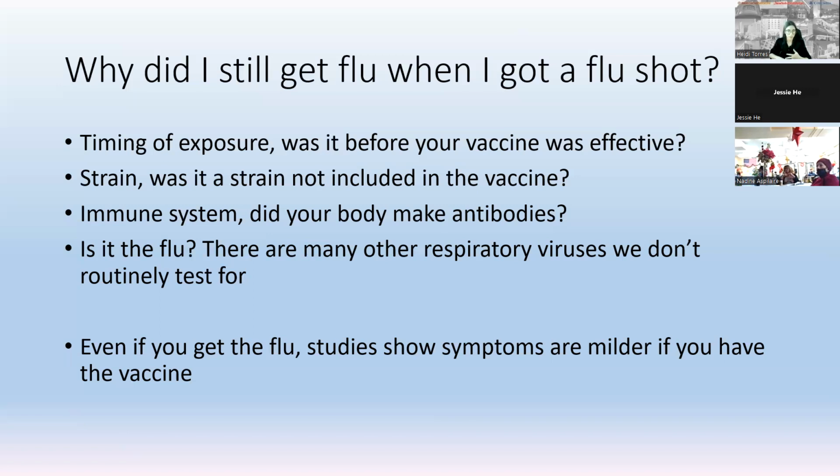Strains we talked about. Immune system. If your immune system is very weak, or you have a deficiency in your immune system, maybe you just didn't respond to the vaccine like maybe we would have liked. And then, is it the flu? There's a lot of other things that can look like the flu, for example, COVID. And there's lots of other respiratory viruses we don't even test for because they're just so routine, so common. We don't go hunting for them unless you're in the hospital.